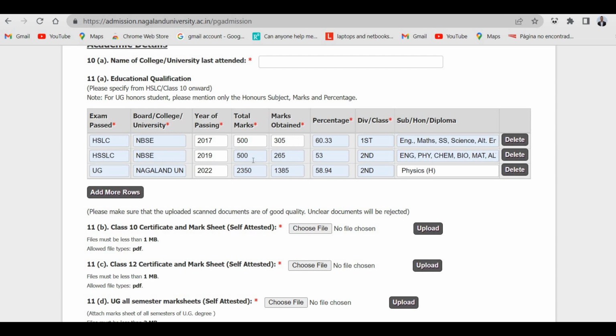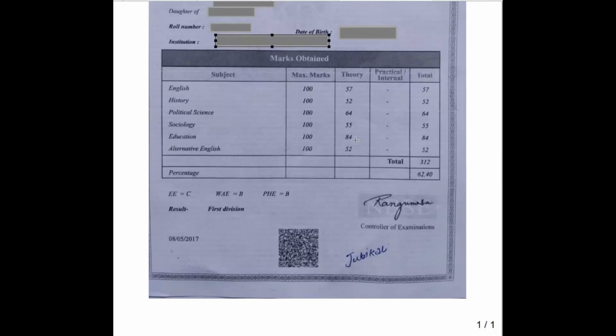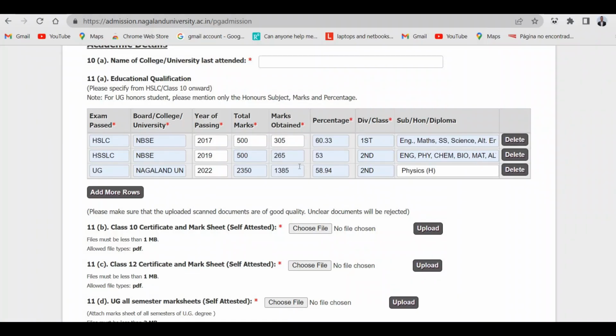If the student has cleared all the papers, then they need to enter all the total marks and then the secured marks of that particular subject. For example, the student has cleared all the subjects in this class 12 exam, so the total marks will be 600 and marks secured will be 312. In case the student was unable to clear any of the papers, then that paper will be excluded and only the total marks and the secured marks of the cleared papers will be added up in the academic details section.